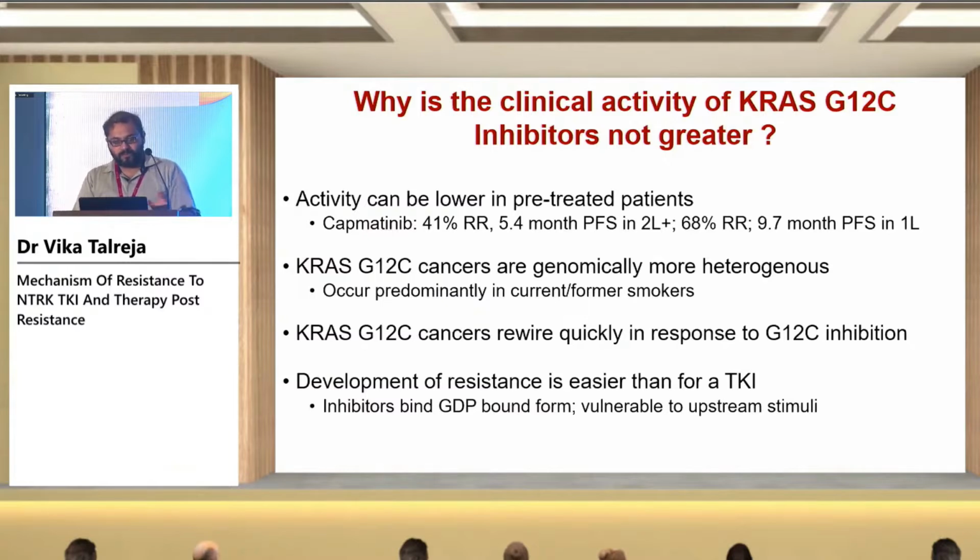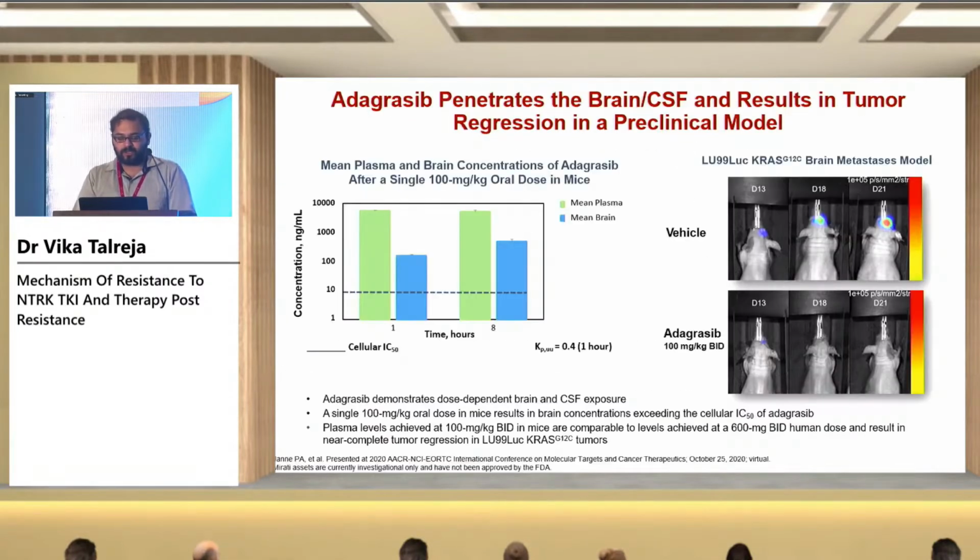So when we discuss KRAS G12C inhibitors, why has the clinical activity not been so great? Because activity can be lower in pre-treated patients. We had around a 41% response rate with adagrasib and 5.4 months PFS in second line, and a 68% response rate and 9.7 months PFS in the first line. KRAS G12C, as I discussed previously, is a more heterogeneous population and occurs more commonly in smokers. KRAS G12C cancer also rewires very quickly in response to G12C inhibition, and therefore the development of resistance is quite easy compared to other forms.